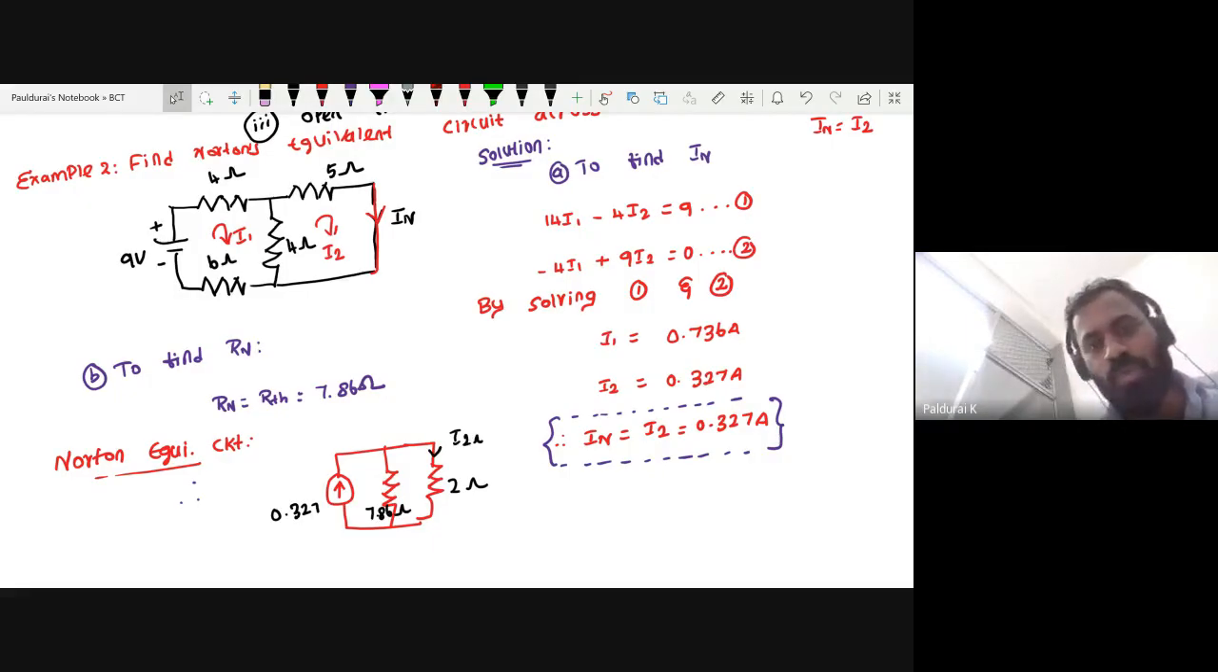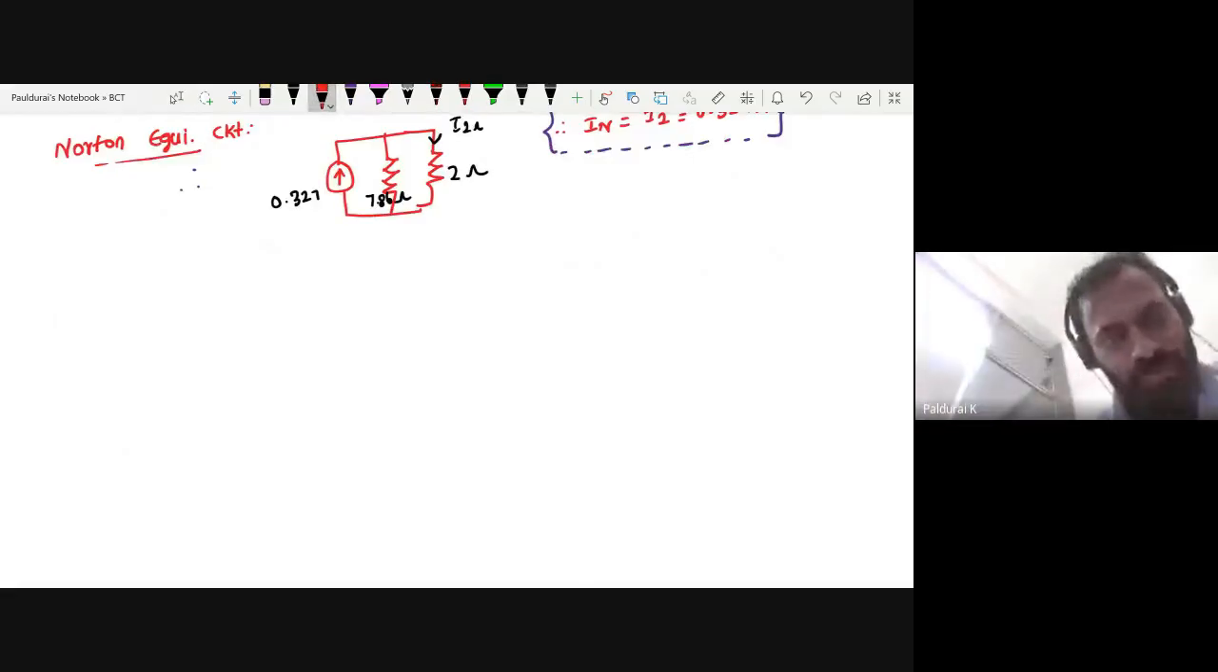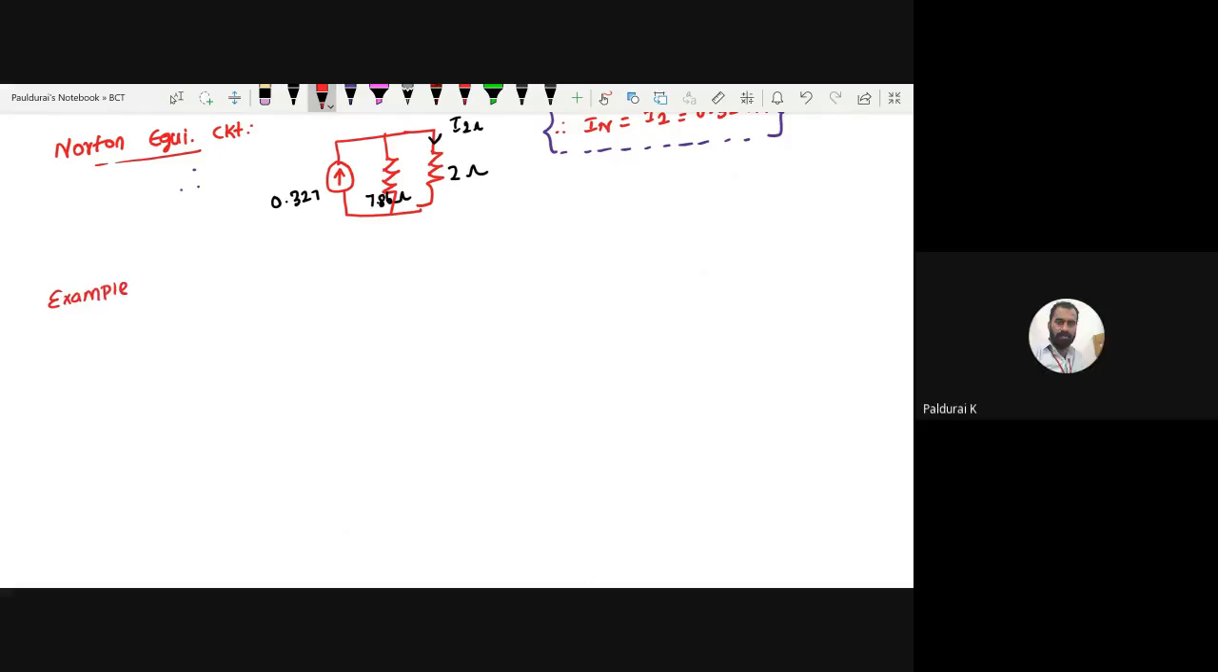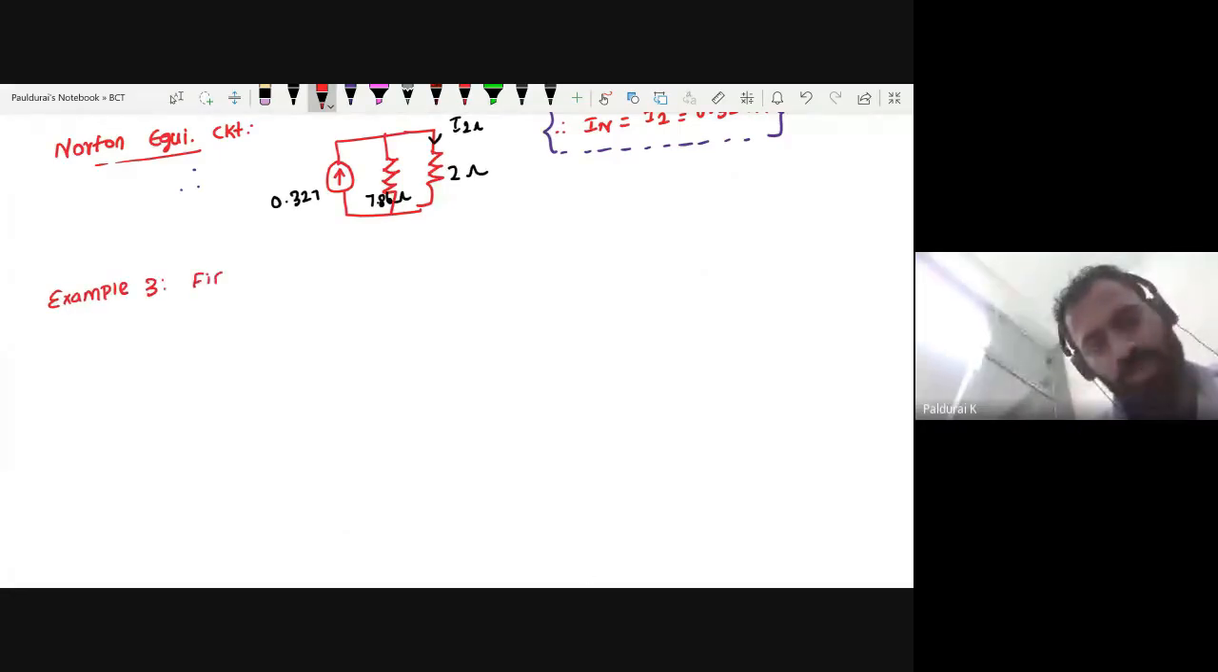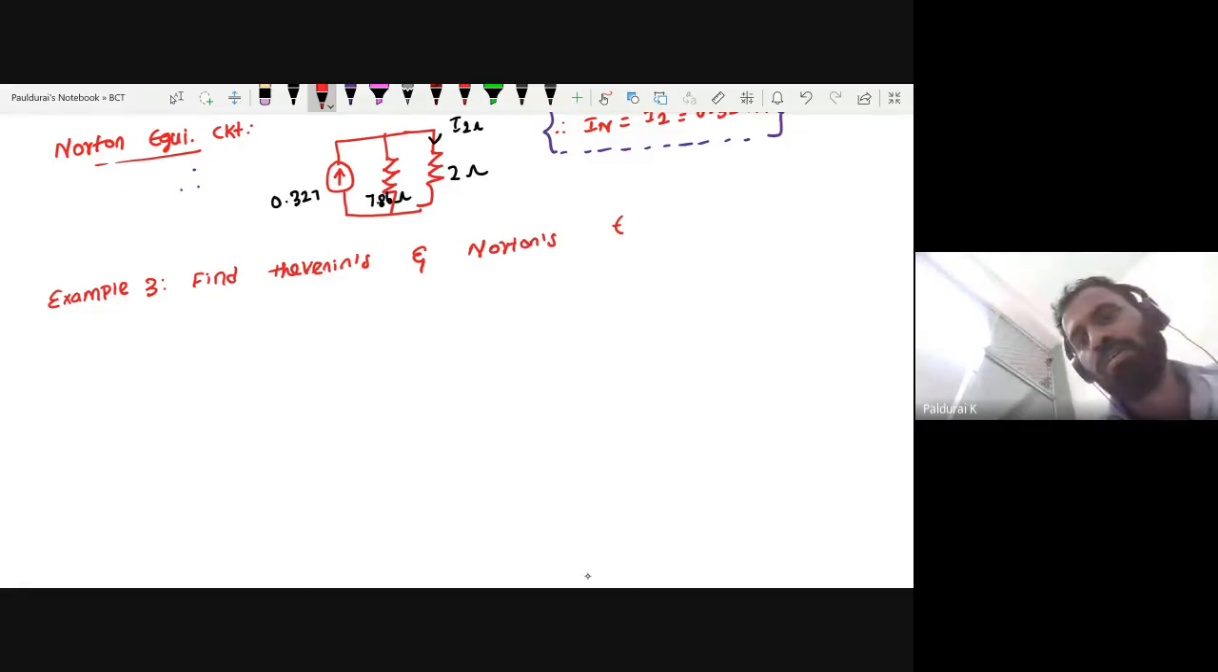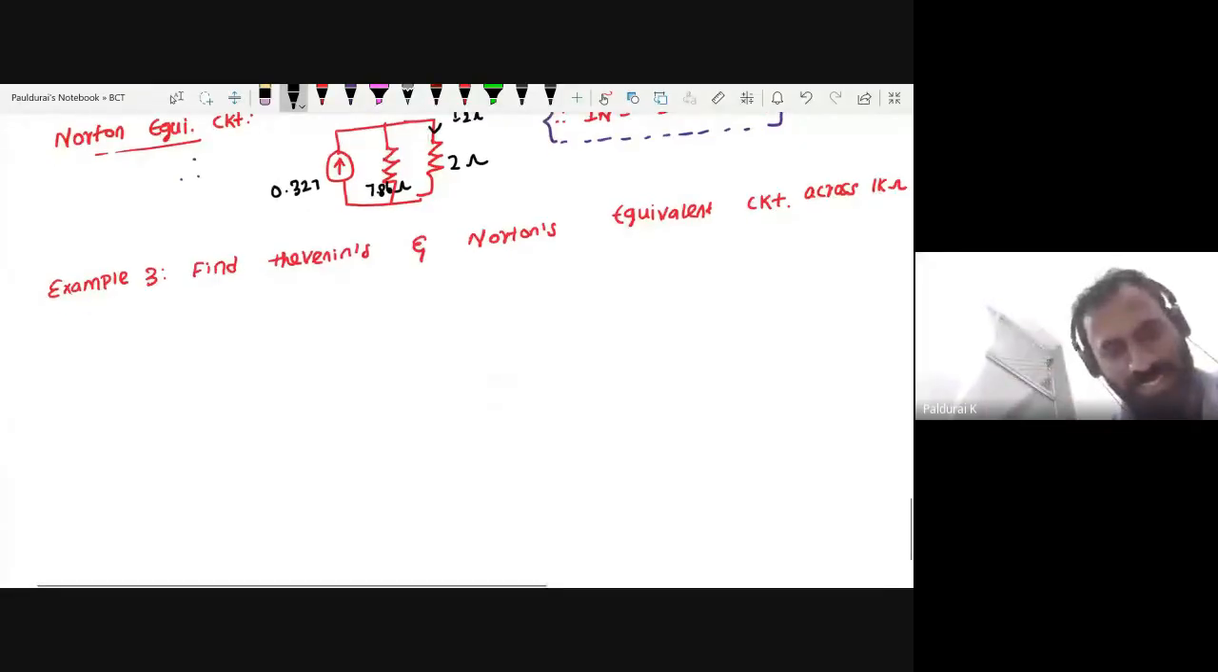Can I move? This time, the question is: find Thevenin's and Norton's equivalent circuit across 1 kilo ohm. So it's my another favorite problem. Favorite means I am going to confuse you with something.